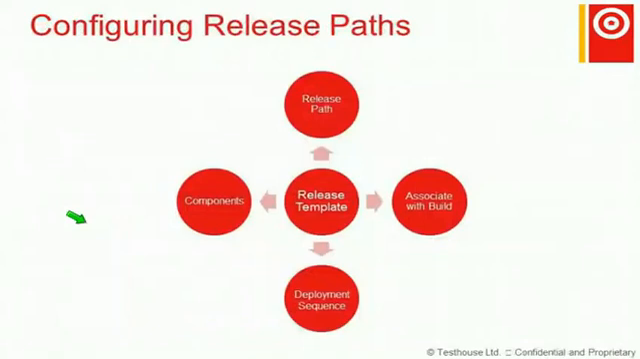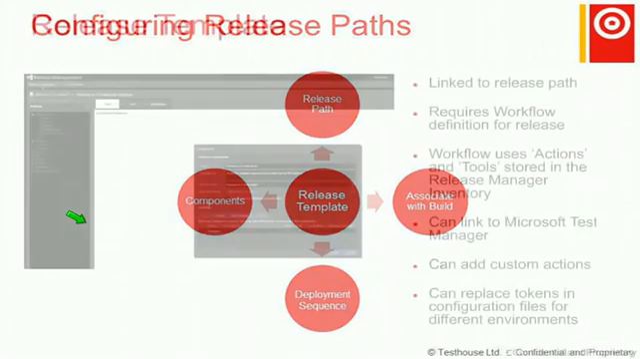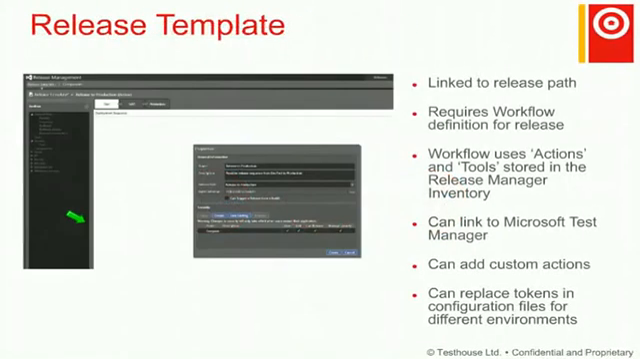So the configuration of the release path: the template contains a release path, the components, the build association, and a deployment sequence. That was done through this interface. Here you define a workflow of how it would be released, and you can see at the top you've got test, UAT, and production environments. I know it's a bit small, but I'm hoping you can see it.